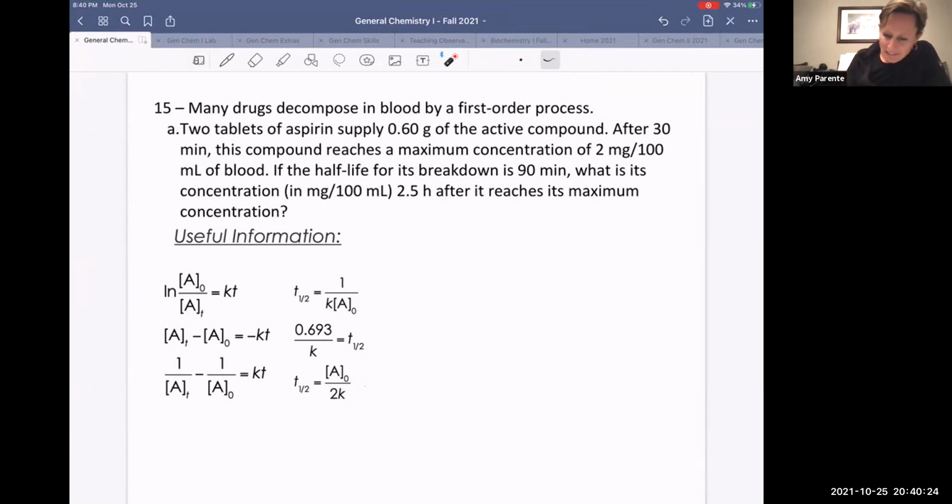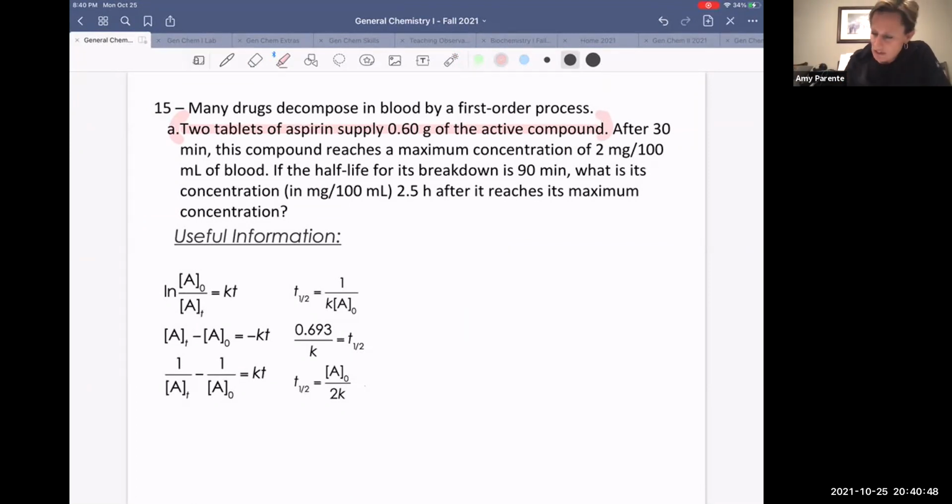So I'm going to just kind of highlight for you. This is talking about aspirin decomposition. This first part is actually not something that we need for the part A of the process. So we don't actually need to worry about that part. We're talking about aspirin. So they tell us after 30 minutes, the compound reaches a maximum concentration in your blood of 2 milligrams per 100 milliliters of blood.